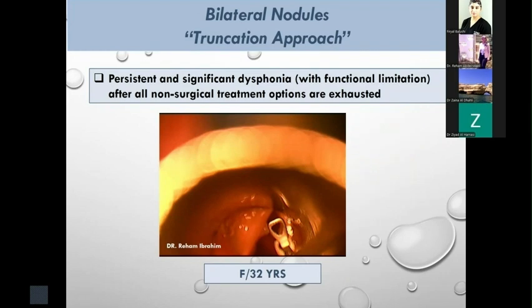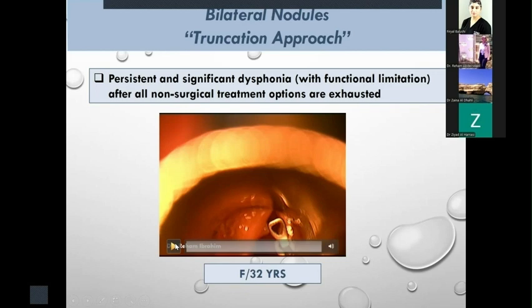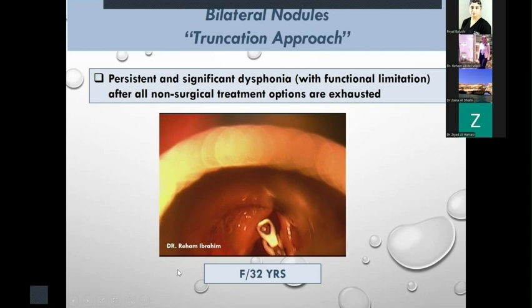For the nodules, of course, the traction approach is the best approach. So this is a 30 degree scope, and this is again an edited video. I don't usually do it at this speed. This is a female patient, 32 years old, with bilateral nodules. Again, I opted for the traction approach.